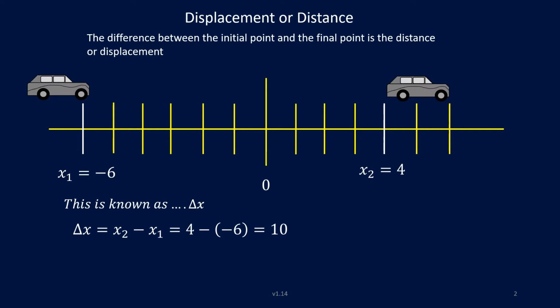Plug in the numbers and we get 10. So the distance from this point, x1 to x2, is 10. And also the direction is to the right. Now you could have the opposite. If this was x2 here and this was x1, you would have -10. The negative would just mean the direction. The negative would be towards the left.